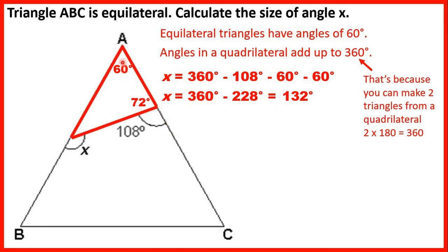So now we know 2 of the angles in this triangle here. We can work out the third by adding them up and subtracting from 180, because angles in a triangle must add to 180 degrees. So now that we know that this angle here is 58, we can see that we have angles on a straight line. So if we subtract 58 from 180, that gives us 132 degrees for angle X.